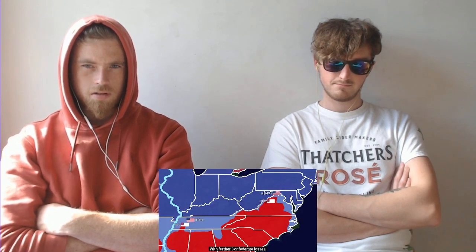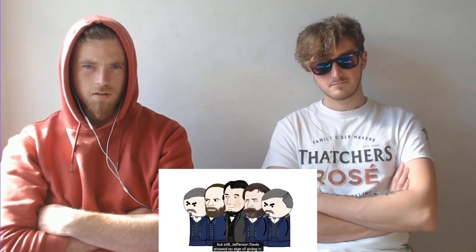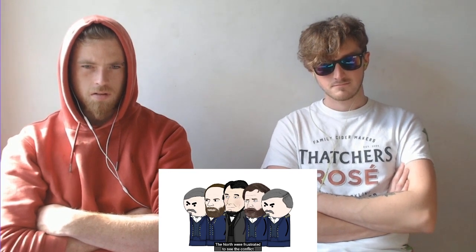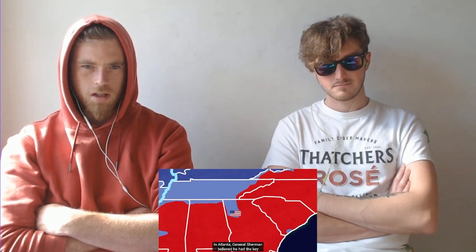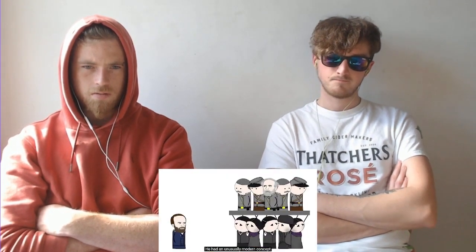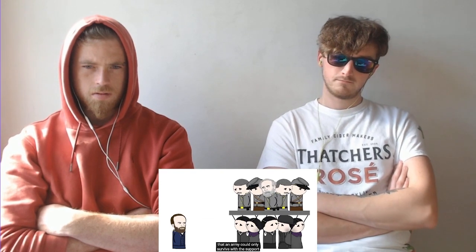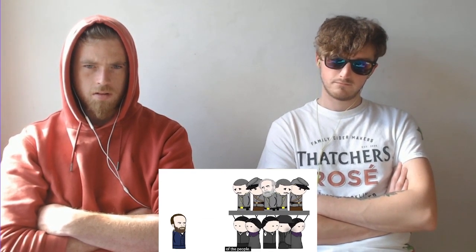With further Confederate losses, it was pretty clear at this point who would win. But still, Jefferson Davis showed no sign of giving in. The North were frustrated to see the conflict being dragged out. Why waste more lives? In Atlanta, General Sherman believed he had the key to forcing the Confederacy's hand. He had an unusually modern concept that an army could only survive with the support of the people. Strike at the people, and the army collapses.